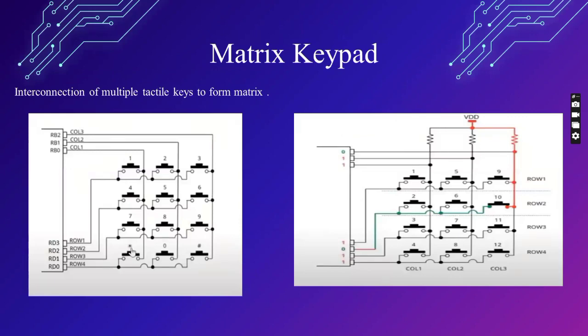Matrix keypad. A matrix keypad is the interconnection of multiple tactile keys to form a matrix. These keys are tactile keys that are arranged into a matrix form. As you are seeing here, these are the column parts. Then this is the row parts. This row part is connected to the D port. We have 4 pins. The first 4 pins are connected to the D port. Then the first 3 pins of the B port are connected to the column parts.